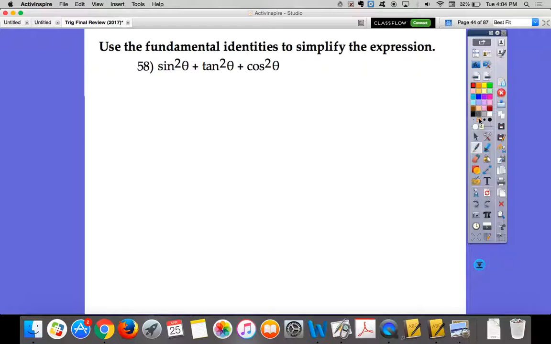Use the fundamental identities to simplify the expression. Okay, I see squares, so that should remind you of your Pythagorean identities. We have sine squared right here. We have cosine squared there. They do something special. Remember, they add to 1. Nobody said they had to be sitting side by side. They just both need to be positive. This is a positive sine squared. That is a positive cosine squared. You can take both of those, replace them with a 1. This other term just needs to drop down.